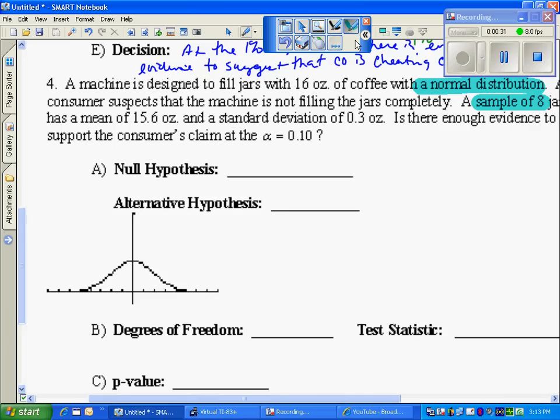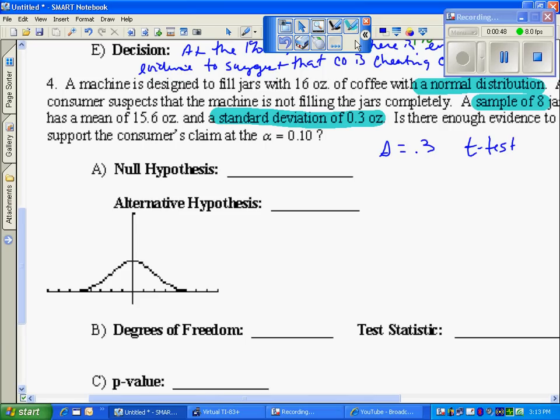Because it says a sample of 8 had the standard deviation, that is my sample standard deviation. So we must use a t-test. Now the difference is using a different table, and this is at the end of Chapter 10 instead of at the end of Chapter 6.